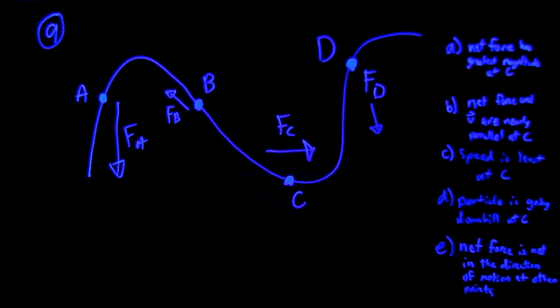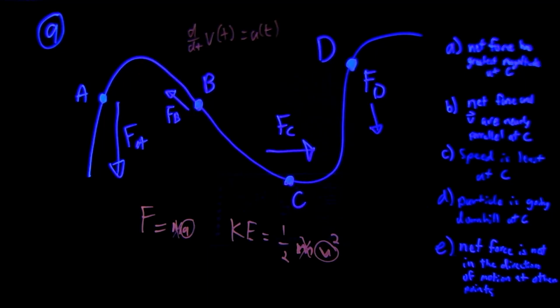Well, based on your formula sheet, we know that force is equal to mass times acceleration. We also know that kinetic energy is equal to 1/2 m v squared. Since mass is unchanging throughout the problem, we know that the only things changing are the velocity and acceleration, so we can use that to help solve our problem. We also know that the derivative of velocity is acceleration, so we can also use that to help us solve our problem.